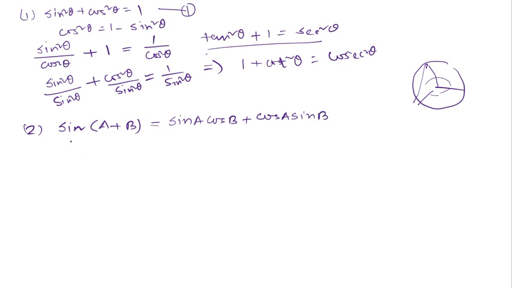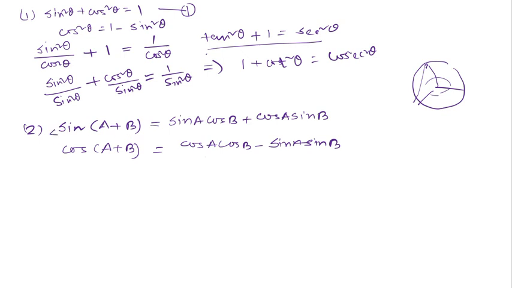Okay, similarly, from this I can derive more. If you remember this one formula, sin (A plus B) is nothing but sin A cos B plus cos A sin B. Easy to remember, correct? Now another one: what is cos (A plus B)? It is very simple: cos A cos B minus sin A sin B. So cos (A plus B) equals cos A cos B minus sin A sin B.